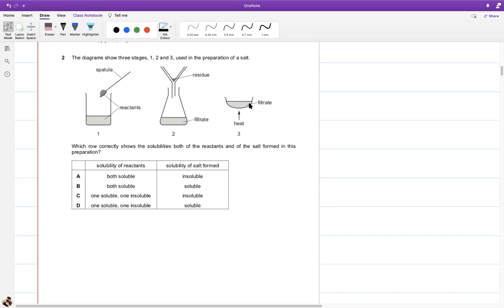So for example, you see that we are using the solid here in the spatula, and that extra solid is left over in the residue. So this is the hint for us to know that basically one of the reactants was soluble and the other was insoluble, which is why it was collected as a residue. So yes, one is soluble, one is insoluble, and the final salt that we're getting is soluble. So yes, it is D.